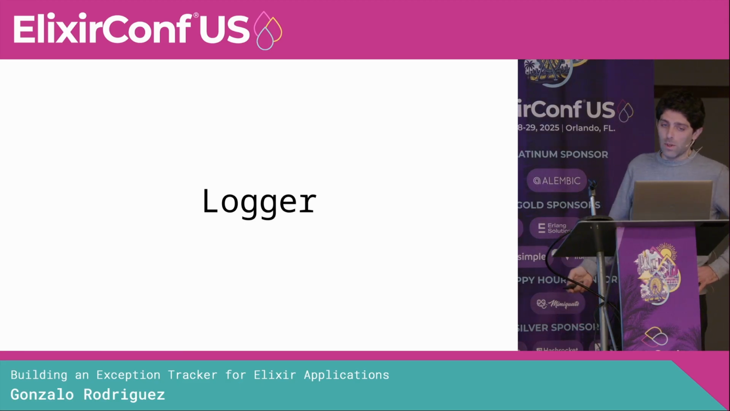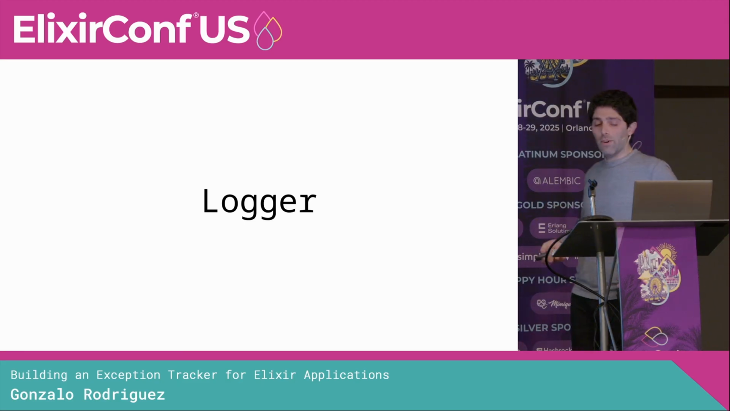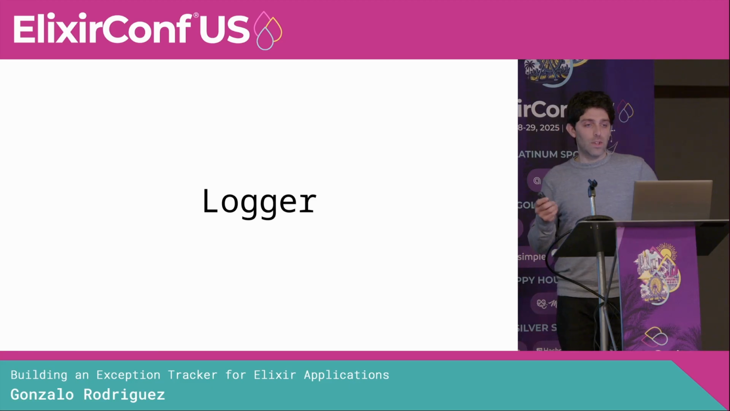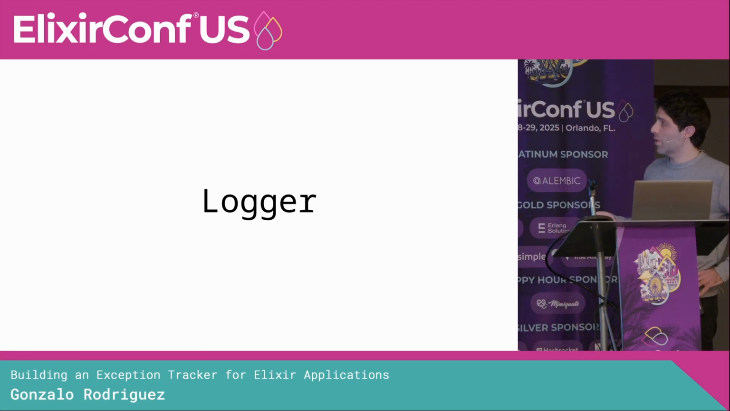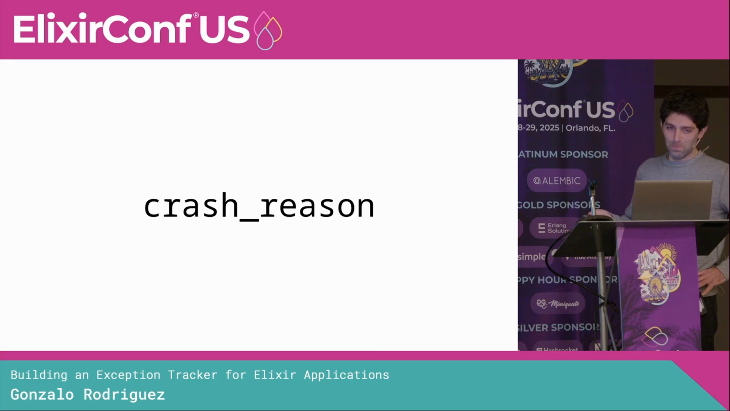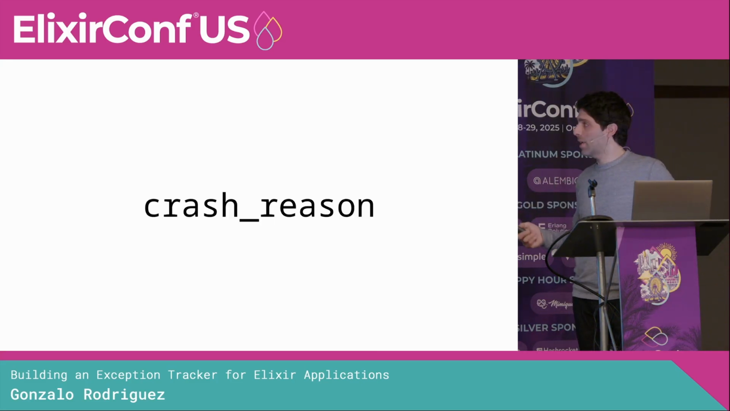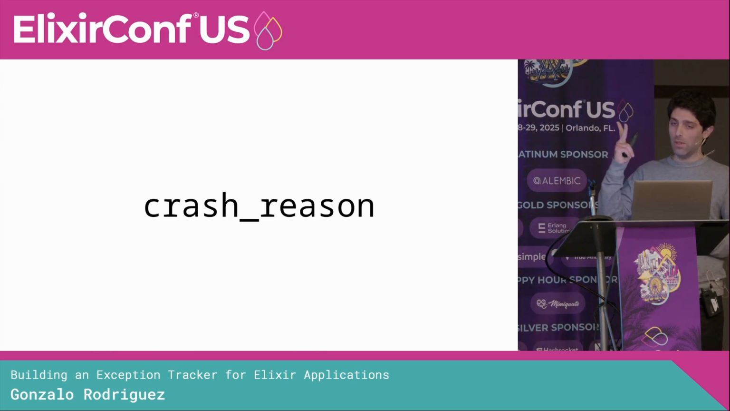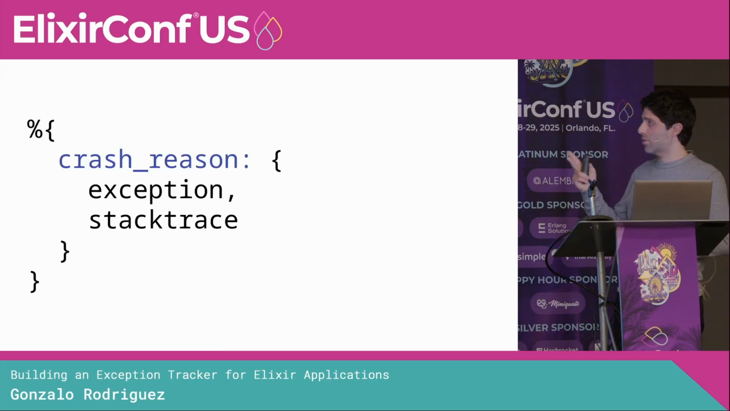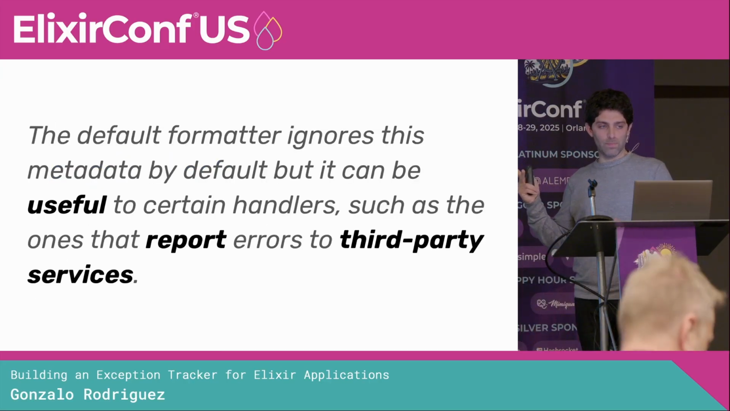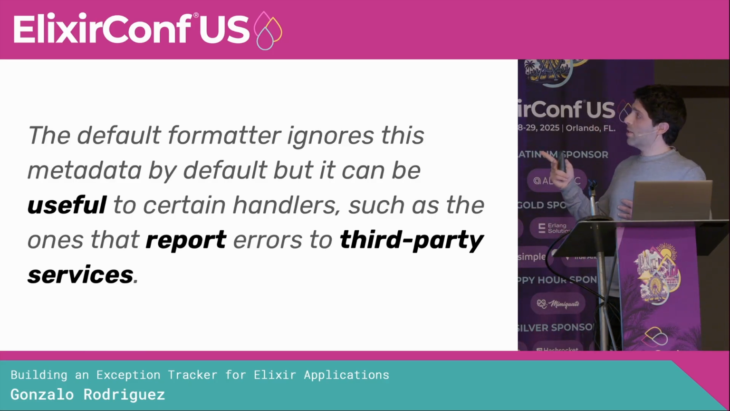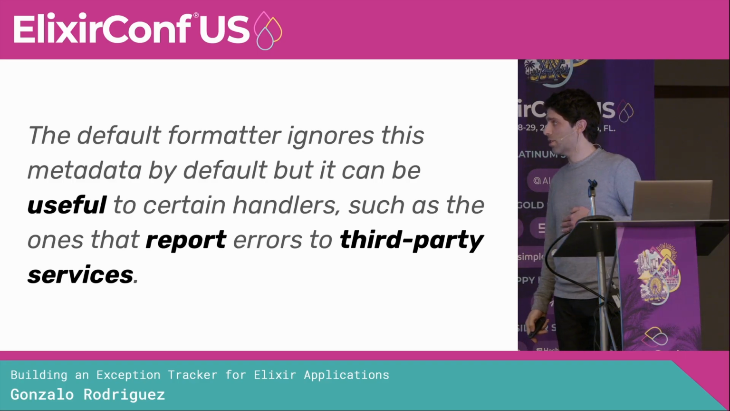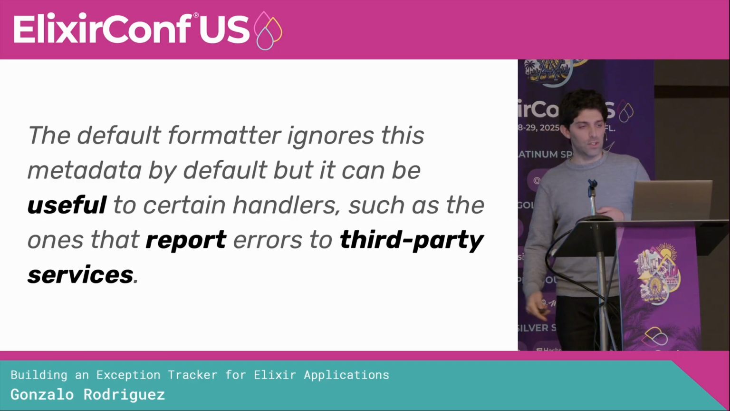Looking a bit closer at the Elixir Logger documentation, we found that in the metadata section, there was an interesting mention of something called the crash reason. Quoting the documentation: whenever a message is logged, additional information can be given via metadata. A crash reason contains a two-element tuple with the exception reason and a stack trace. The default formatter ignores this metadata by default, but it can be useful to certain handlers, such as the ones that report errors to third-party services. So this is what we needed.